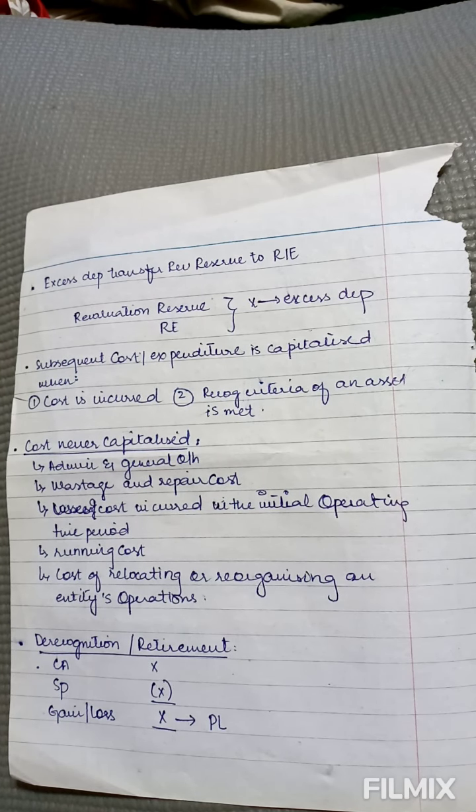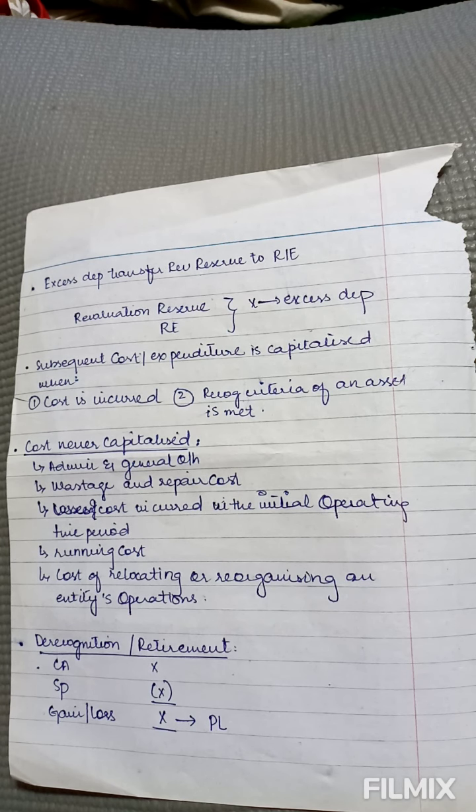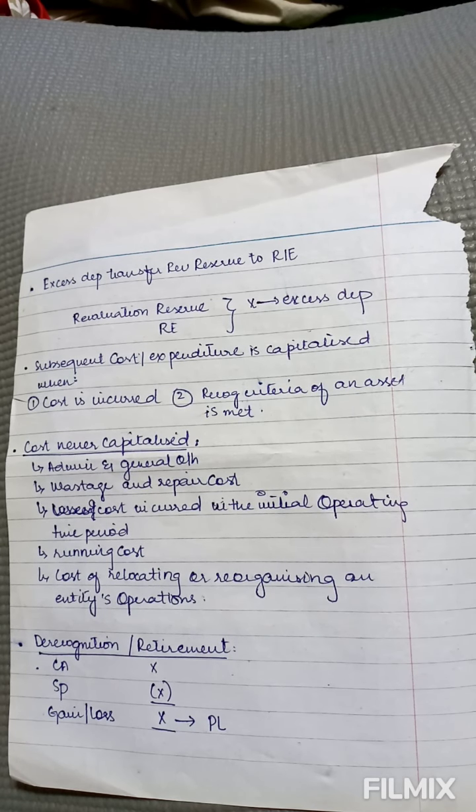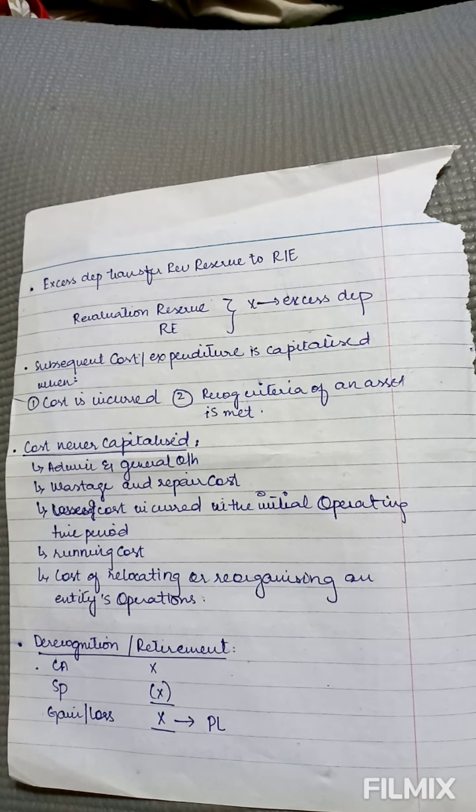Subsequent expenditure is capitalized. The subsequent expenditure that is incurred is capitalized when the cost is incurred and the recognition criteria of an asset is met, as discussed earlier. Now, costs that are never capitalized are admin and general overheads, wastage and repair cost, cost incurred in the initial operating time period, running cost, and cost of relocating or reorganizing an entity's operation.